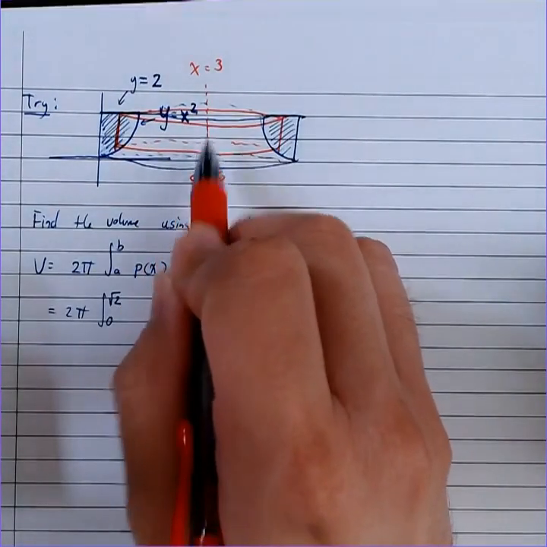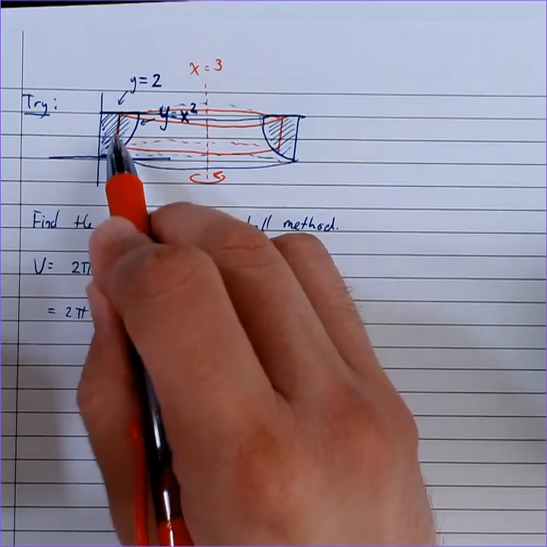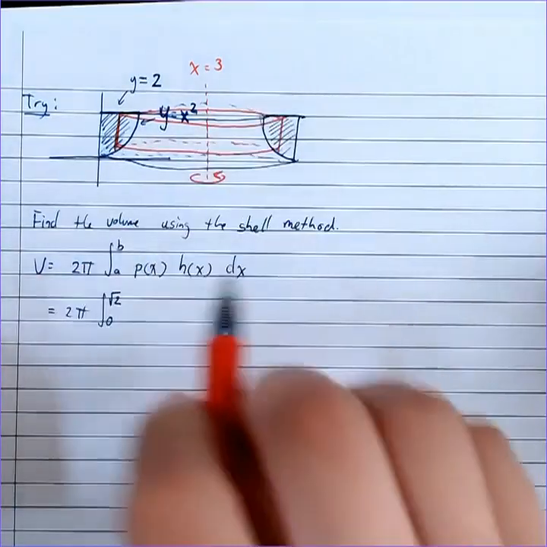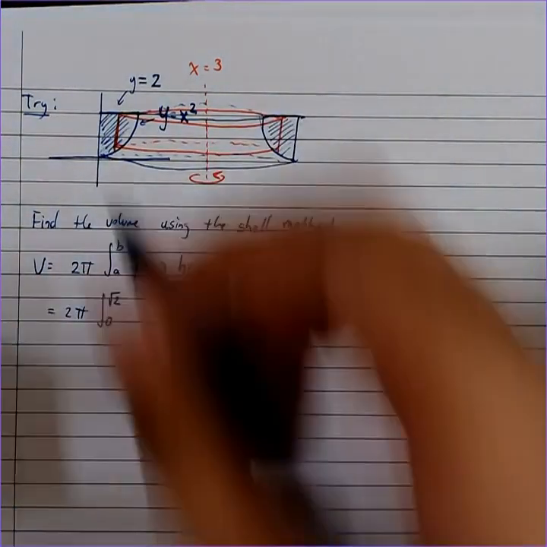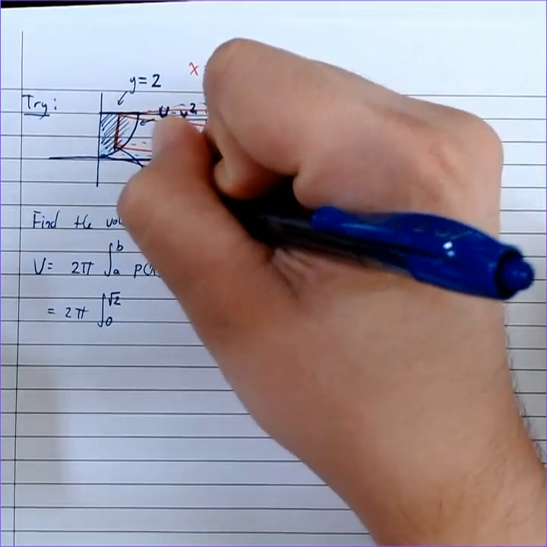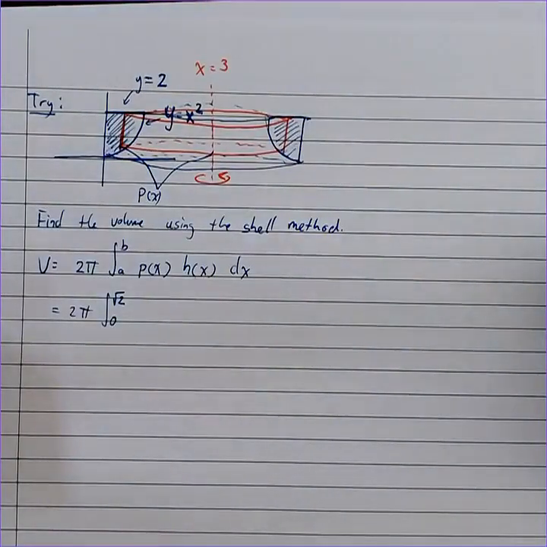So here we're going to take this object and we're going to describe p of x, which gives us the distance from the axis of rotation to the wall of one of these shells. Or in other words, we want this distance from here to here. So let's see. This distance from here to here, and that's going to be our p of x.